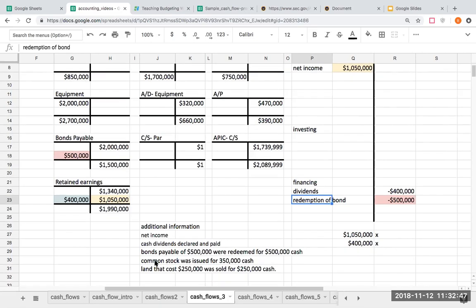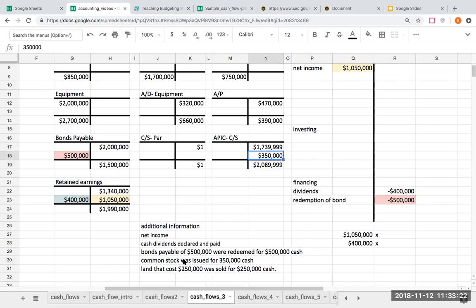And then here I have common stock was issued for $350,000 cash. So when I'm issuing a stock, I'm going to be debiting cash, crediting common stock at par, and crediting additional paid-in capital common stock. So here I have $350,000.